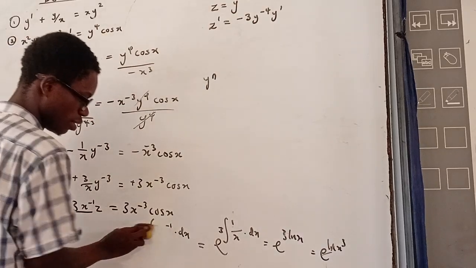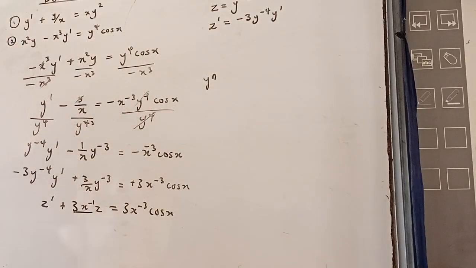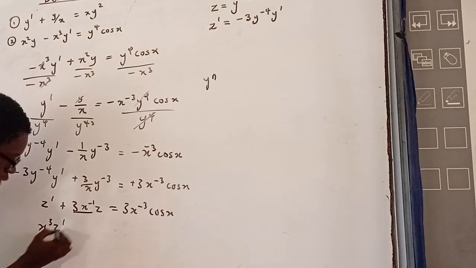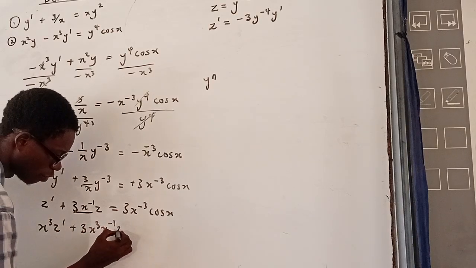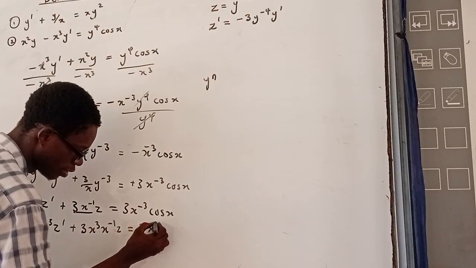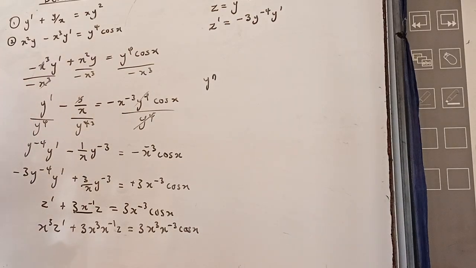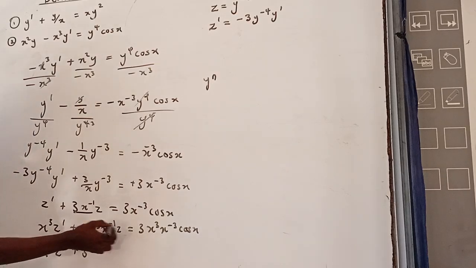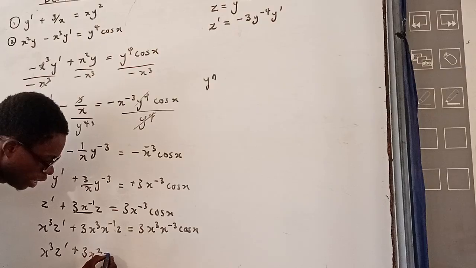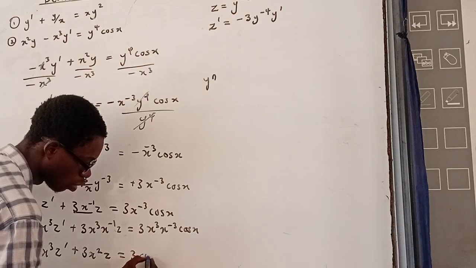Since we have gotten our integrating factor as x cubed, we multiply the whole equation through by x cubed. So let's see how it turns out. x cubed z prime plus 3x cubed, there's already an x minus 1 here before z, equals 3x cubed, there's already an x minus 3 here before. Looking at this, we have x cubed z prime plus, 3 minus 1 is 2, 3x squared z equals, 3 minus 3 is 0, x raised to power 0 is 1, 3 cos x.